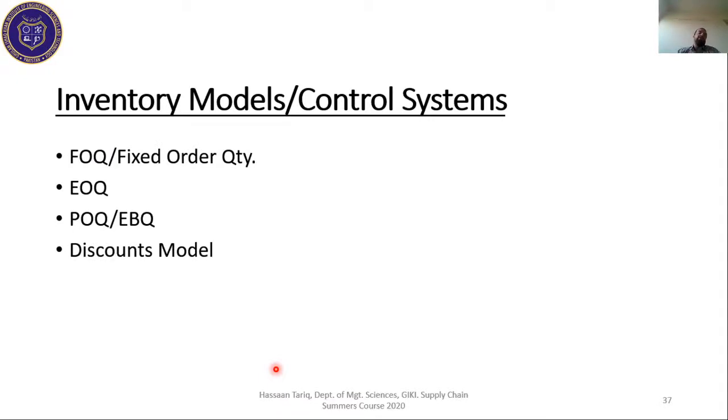Now we come on to our inventory models, or inventory control systems. The first one is fixed order quantity, right? Fixed order quantity means that you order the same quantity from your supplier every time.